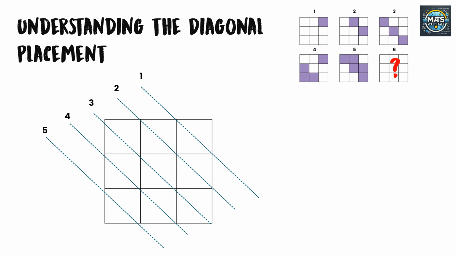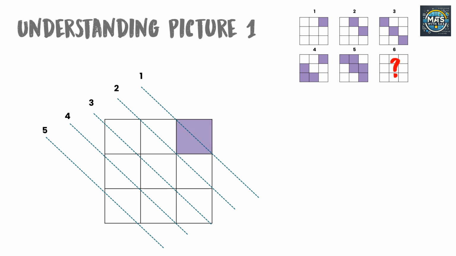Let's start with picture 1. It has only one purple square placed in the first diagonal. This is our starting point. Now, let's move to picture 2. In picture 2, we now have 2 purple squares, one more than before. Instead of staying in the first diagonal, they move to the next diagonal. So we can already guess: the number of purple squares is increasing. The placement follows the diagonal pattern.